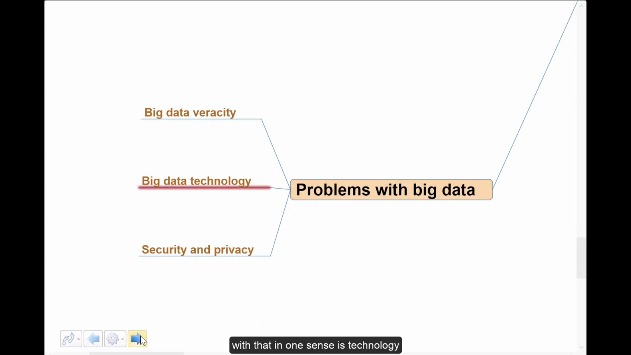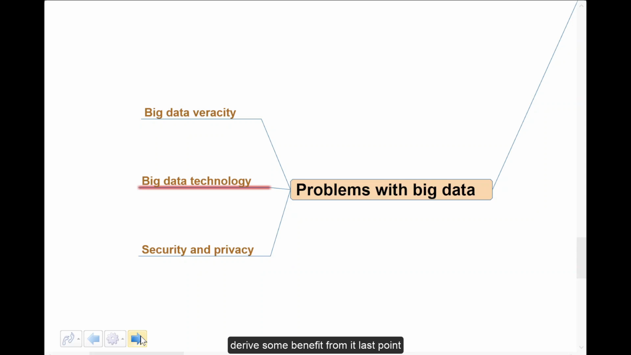Linked with that, in one sense, is technology. It's all well and good saying we have a lot of information coming in, but are we capable of using it? Big data analytics is a complex area. If we decide we need to use big data more extensively in our organization in the next year, do we have the expertise? How is that going to cost itself? How much resources, time, and effort do we need to put into this area in order to derive some benefit from it?